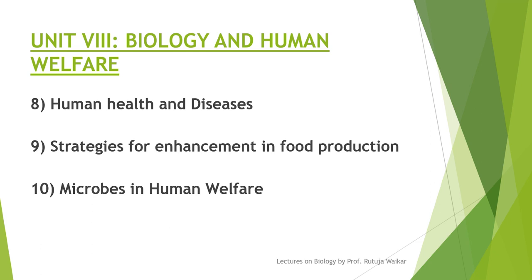Chapter number 9 is strategies for enhancement in food production. From that, the improvement in food production, plant breeding, then tissue culture, single cell protein, in short also called SCP. Then again agriculture and animal husbandry, that is all under strategies for enhancement in food production.